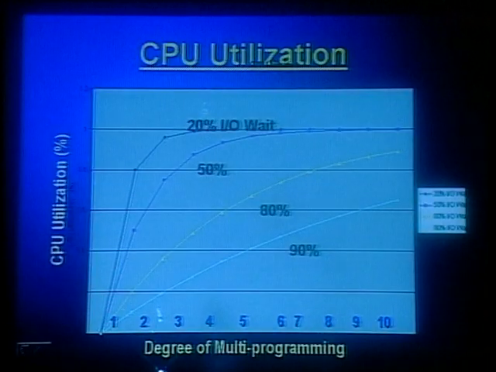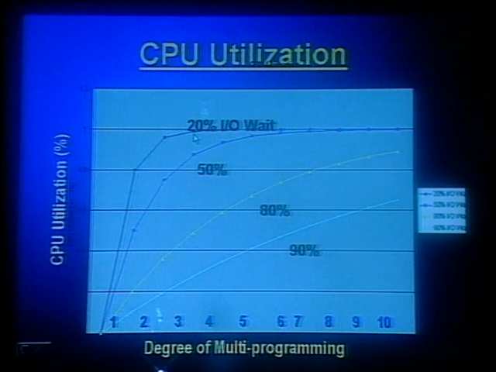We'll look at it with the help of a diagram. In this diagram, we see the degree of multiprogramming 1, 2, 3, 4, 5, 6, and n number of processes coming in the memory, and on our y-axis we see the CPU utilization. In fact, the CPU utilization is a function of the degree of multiprogramming along with the percentage of time of I/O wait for a particular process.